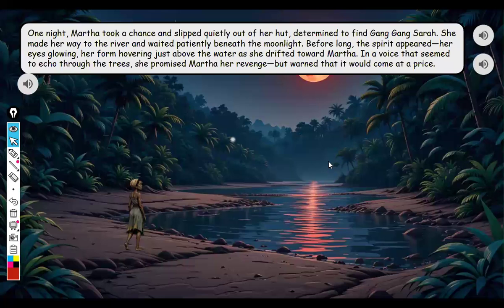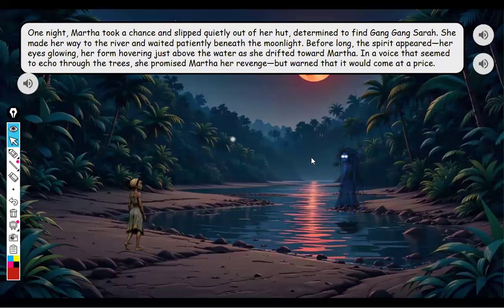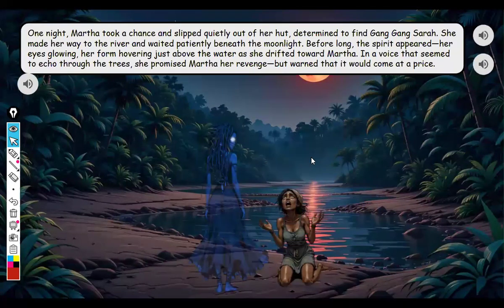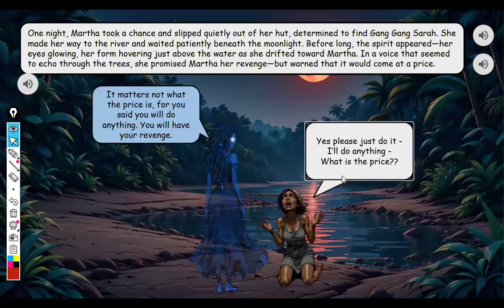All right, so Martha goes to the river where the other slaves said the legend is that Gangang Sarah will appear. So she appears, and if you look at her, she's hovering over the water, eyes glowing, and then she approaches Martha. Right? So that's the conversation they have. All right, let's go. We'll see how this turns out.